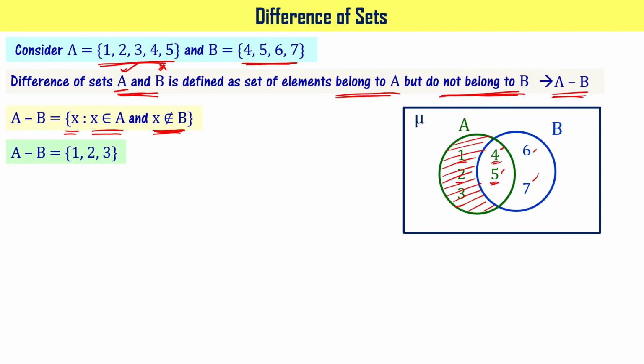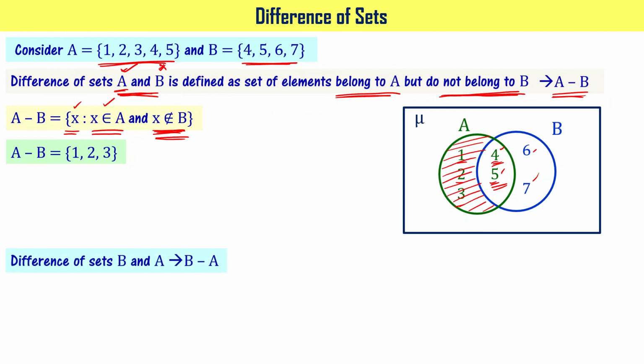A minus B is a set of elements X such that X belongs to A and does not belong to B. Right? 4 and 5 belong to B. Even though they are part of A, 4 and 5 belong to B. That's why we are not including 4 and 5 in this set. Understood? What is the difference of sets?